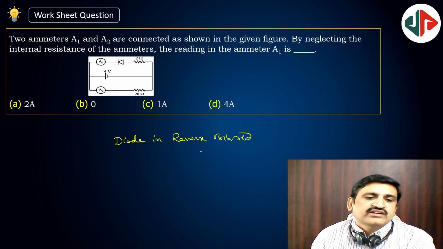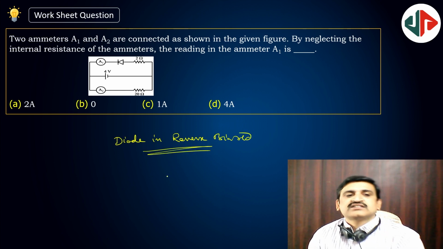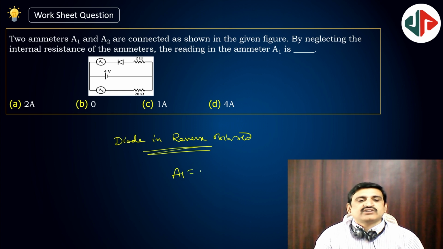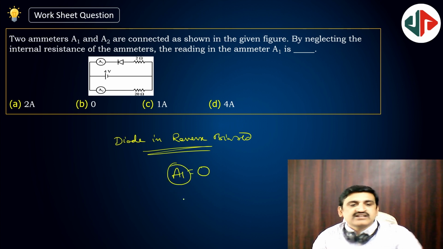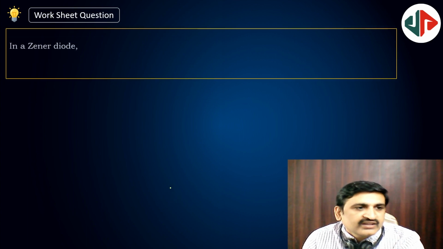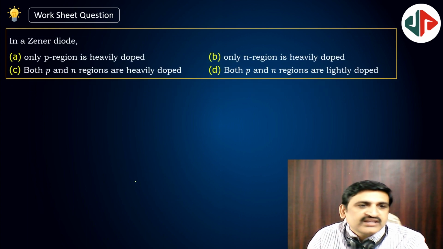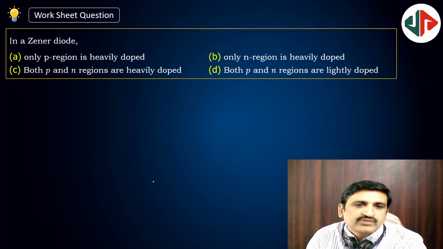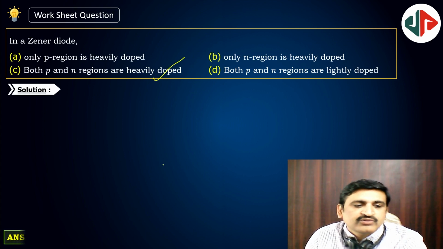As the diode is reverse biased, A1 is equal to 0. The ammeter reads 0; no current flows in the circuit. In a Zener diode, both the P region and the N region are heavily doped. Yes, both PN junction regions are heavily doped.